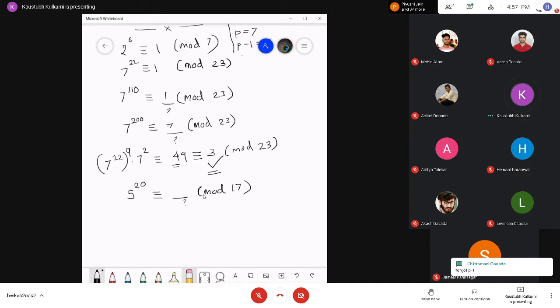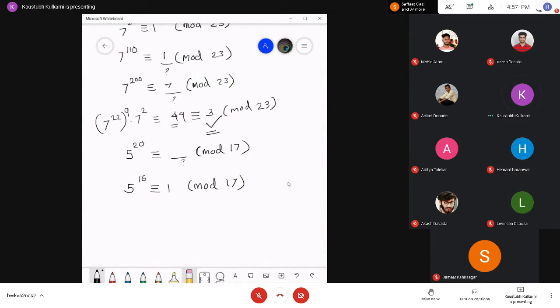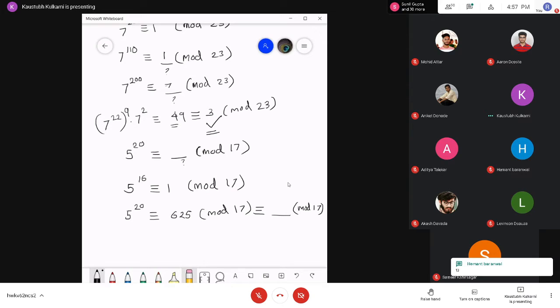Okay, so first of all, by Fermat's theorem, 5 raised to p minus 1, which is 5 raised to 16, is congruent to 1 mod 17. Now 5 raised to 20 means we are multiplying by 5 raised to 4 on both sides. 5 raised to 4 is 625. We have to find 625 mod 17. I want to find the remainder when 625 is divided by 17. So many of you are getting 13 now.